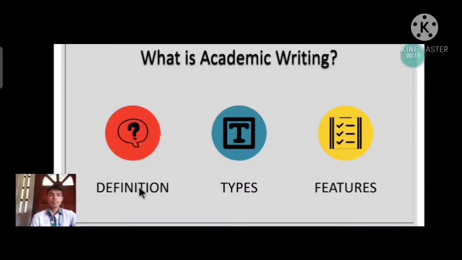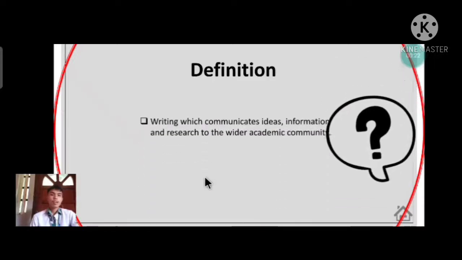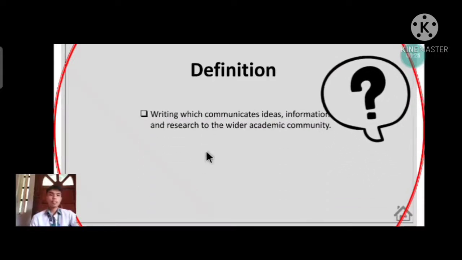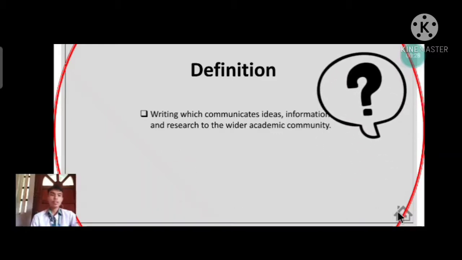There are three parts in this report. First is the definition of academic writing, second is its types, and the third one is its features. Now let's start with its definition. Academic writing is a writing which communicates ideas, information, and research to the wider academic community.